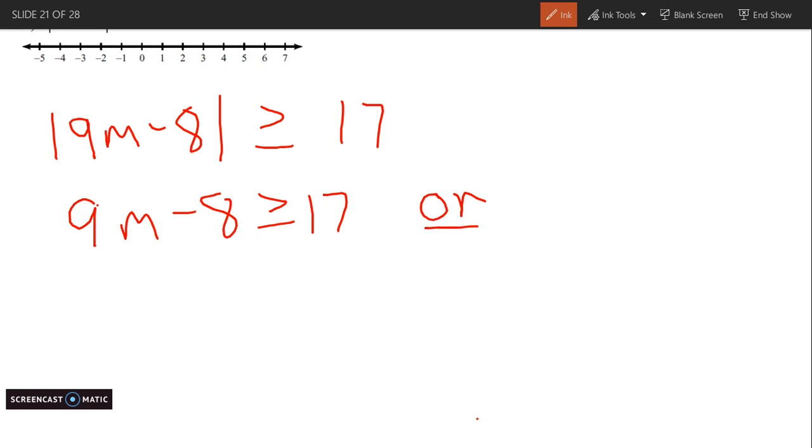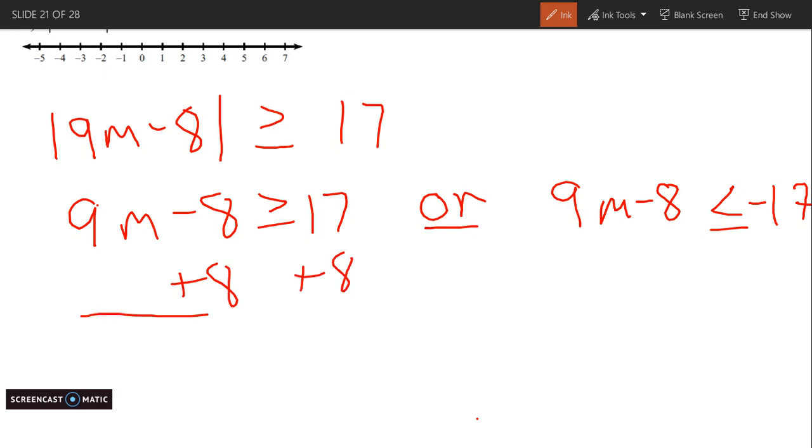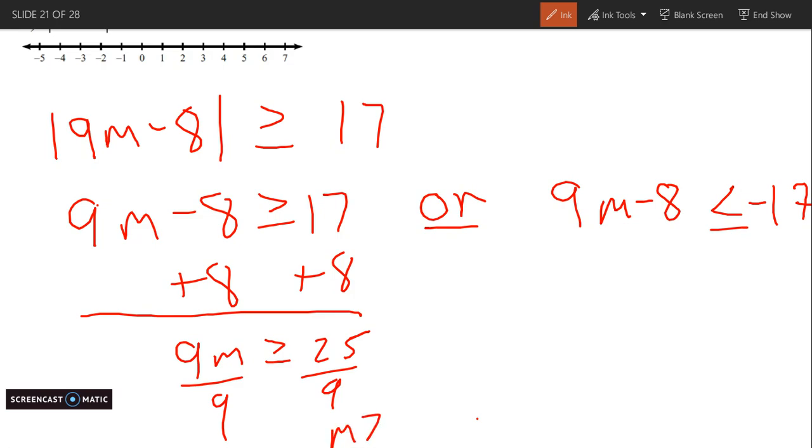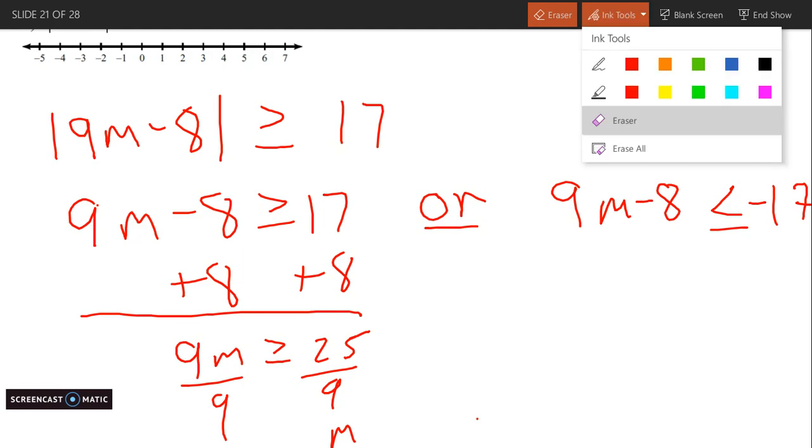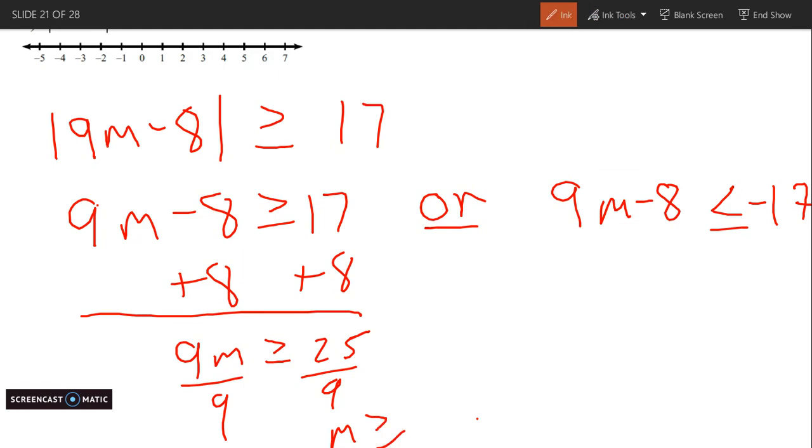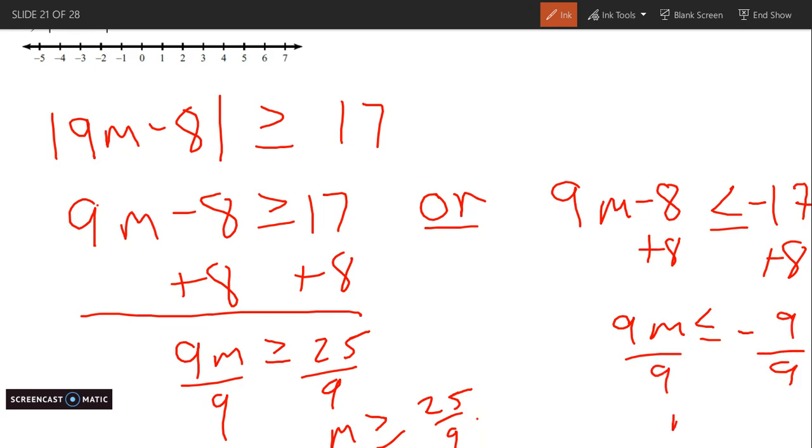Greater, so "or." 9m minus 8. Again, the left side stays the same. Flip the inequality, make it negative. Undo subtraction with addition. 9m greater than or equal to 25. Divide by 9 on both sides, so m is greater than or equal to 25 over 9. Add 8 to both sides. 9m less than or equal to negative 9. Divide by 9 on both sides. M is less than or equal to negative 1.